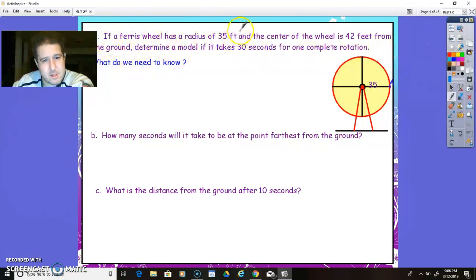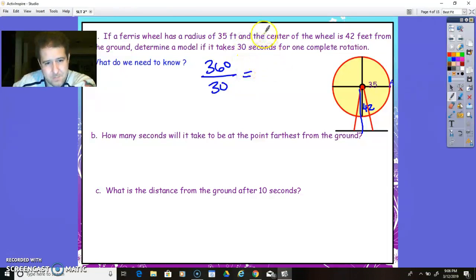In a Ferris wheel, the radius is 35 feet and the center is 42 feet. All right. What do we need to know? What if it takes 30 seconds to complete one rotation? Well, we need to know how many degrees that is per second. That's 360 degrees in a full circle divided by 30 seconds to get one complete revolution. And that's going to give me 12 degrees per second.